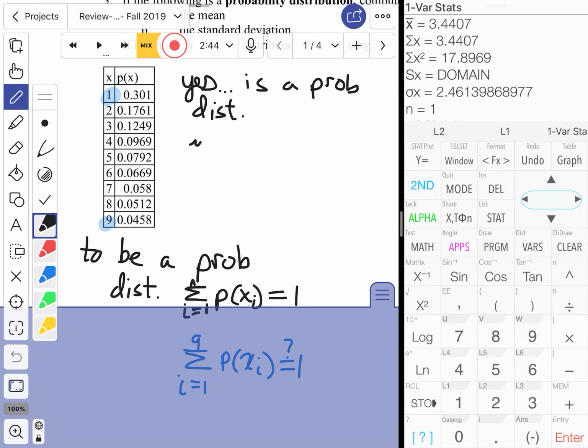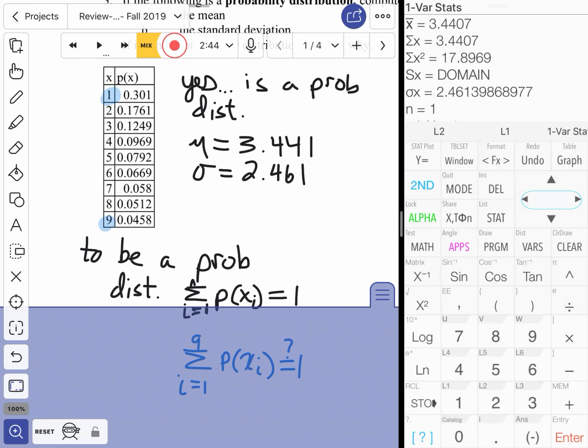Now I can state that mu is equal to 3.44, if we're going to 3 significant figures, that's our assumption, 3.441. Mine says SX equals, yours will say SX equals blank. All right, we want the sigma, 2.461.